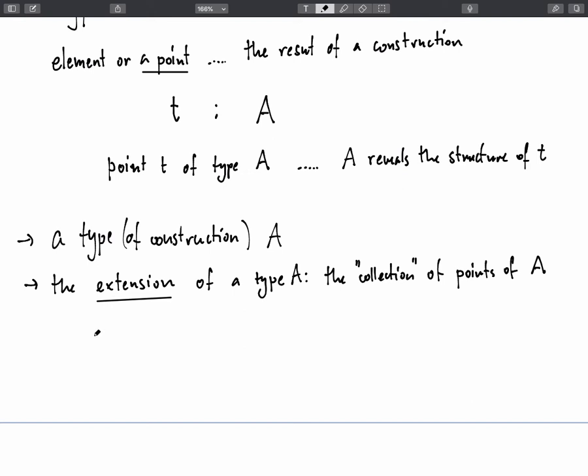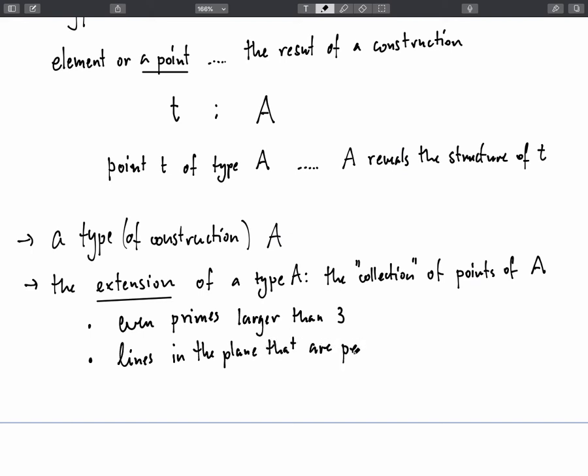So to give you an example, you can have two things which are different but have the same extension. So for instance, here's a silly one. Take even primes larger than 3 and lines in the plane that are perpendicular to themselves.